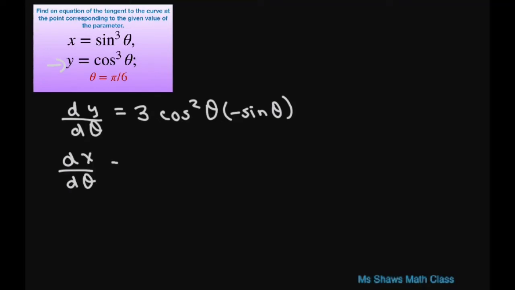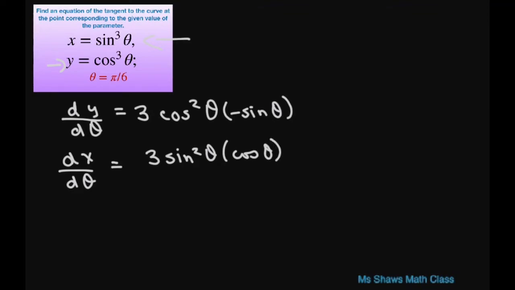So that's going to be 3 cosine squared of theta times the derivative of cosine, which is negative sine of theta. All right, and then the derivative of x with respect to theta equals basically the same thing, but with the opposite. So it's going to be 3 sine squared of theta times the derivative of sine, which is cosine of theta.